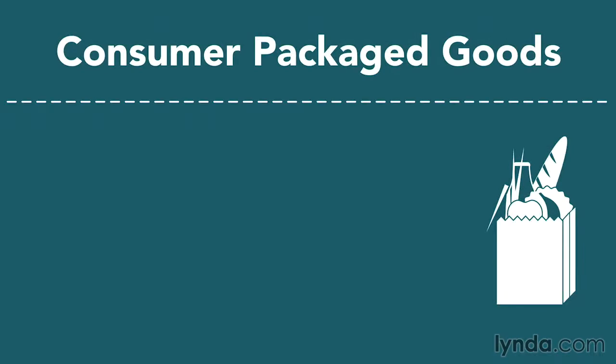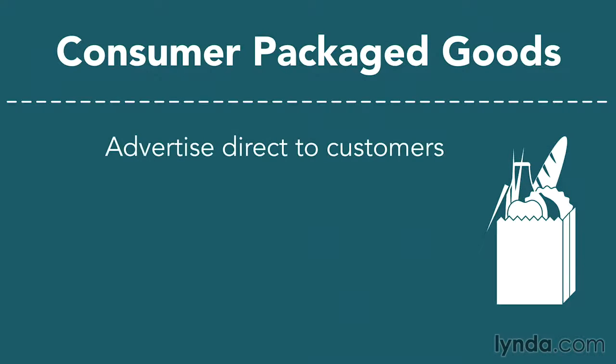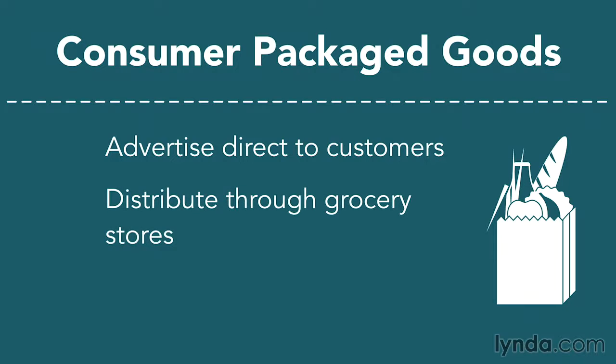A couple of examples. For consumer packaged goods, so cereal in a grocery store, they advertise directly to the consumer through TV and radio and print media. However, when they distribute, it's not direct. They distribute through a distribution channel. They go through the grocery store.